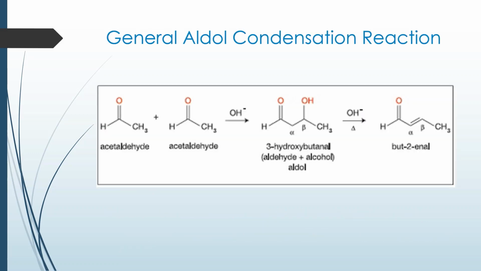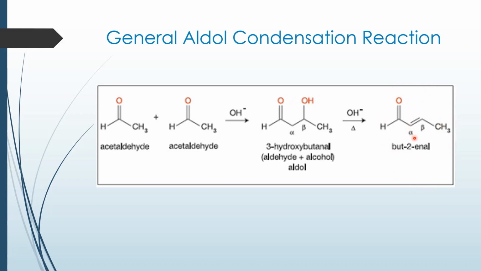This is a general overview of aldol condensation reaction. This is one molecule of acetaldehyde. This is a second molecule of acetaldehyde. When it reacts with this OH negative, that is from the base, it will give you this 3-hydroxybutanal molecule, which is an intermediate in this aldol condensation. This again reacts with the base OH negative to produce this alpha beta unsaturated product, that is but-2-enal.